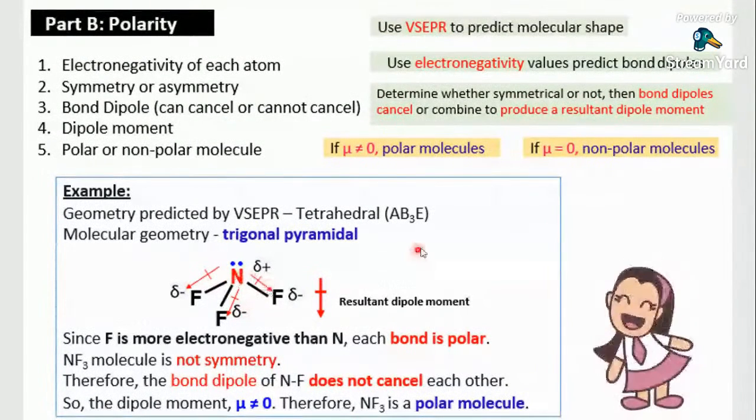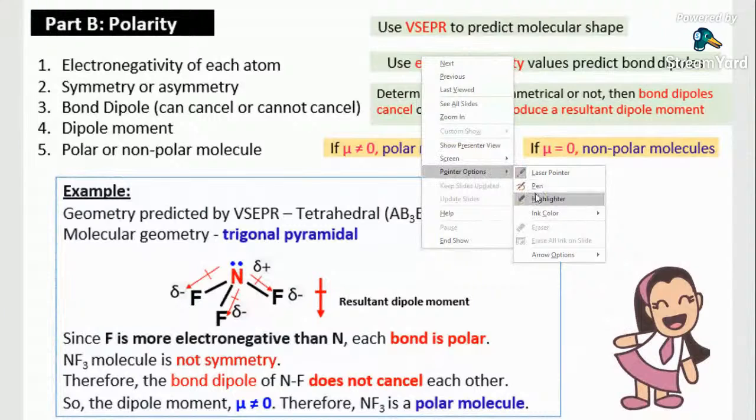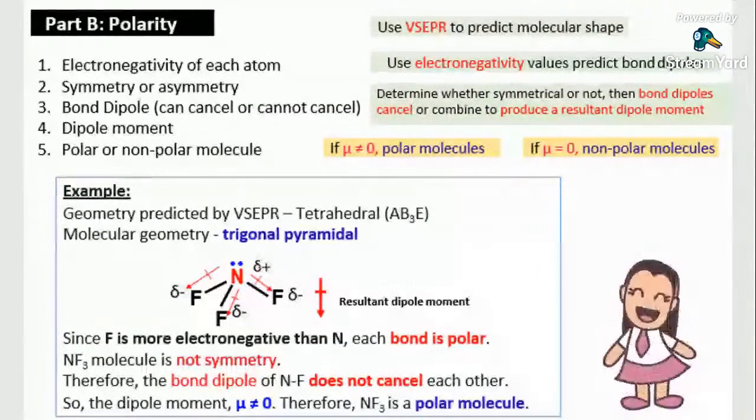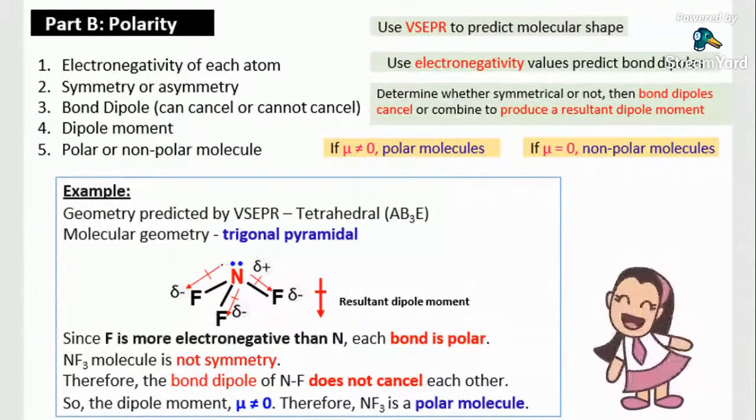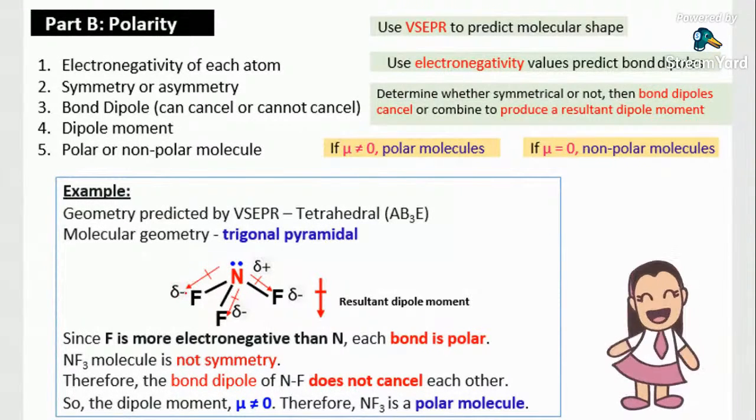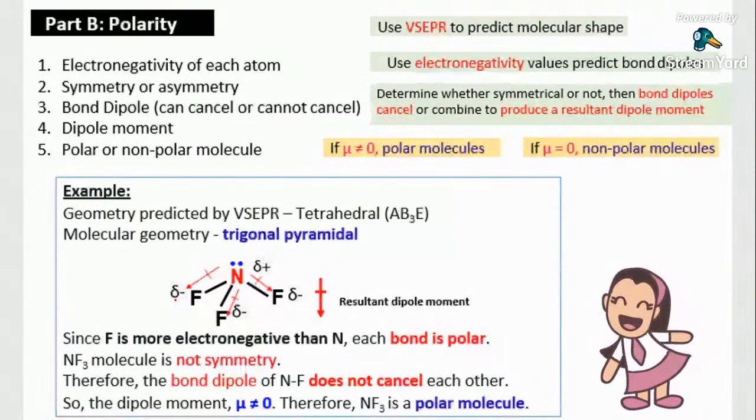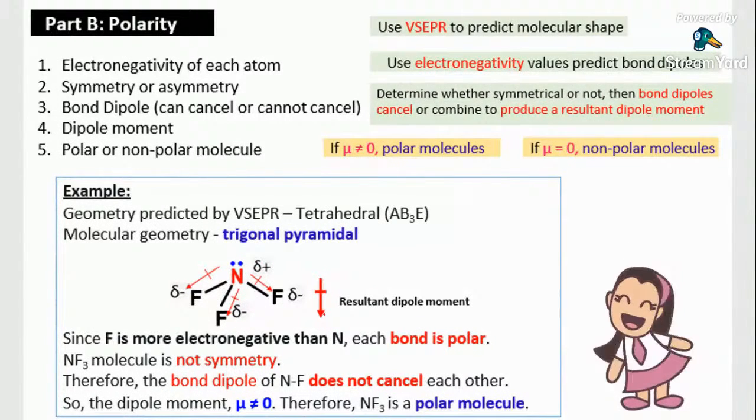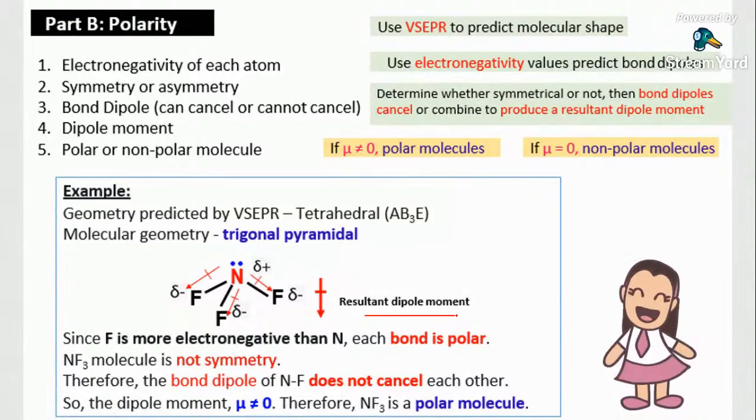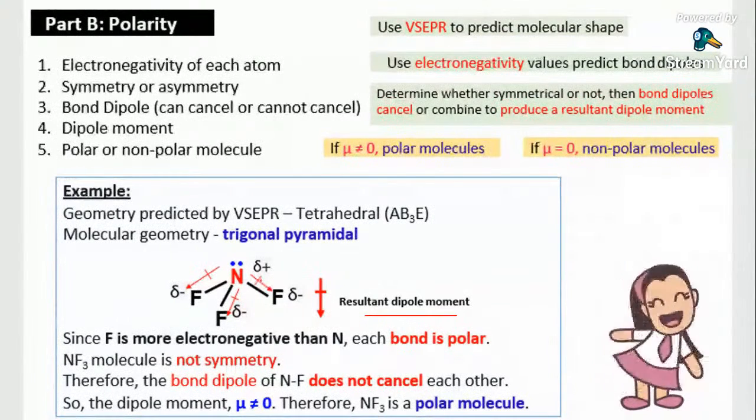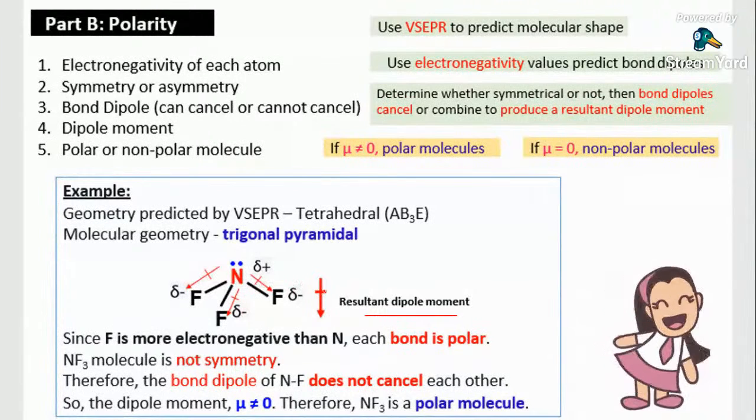What you are going to do is identify that fluorine is partially negative, and nitrogen is partially positive. So the dipole moment is from the partially positive, moving to the partially negative, pointing to the partially negative atom. So here, it goes downwards. So there is a resultant dipole moment. Based on here, actually, you know already that this is polar, because it cannot cancel off, there is a resultant dipole moment.